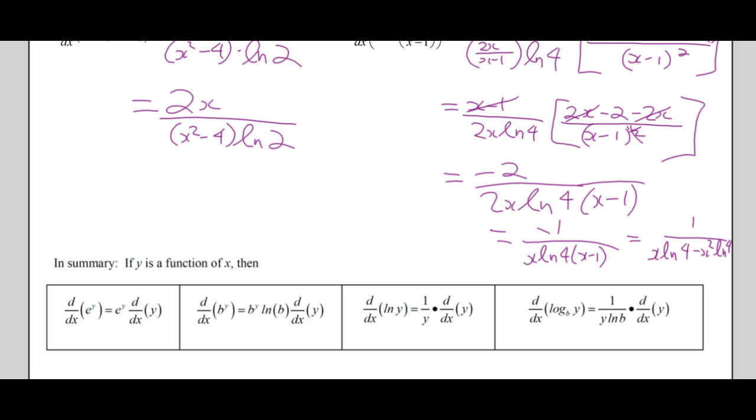So in summary, if y is a function of x, then d by dx of e to the y is e to the y times y prime, or dy by dx. d by dx of b to the y is b to the y ln b times y prime, or dy by dx. The ln of y is 1 over y times y prime. And so are these all on your formula sheet? Except for e to the x. Except for e to the x, okay. So e to the x is e to the x, right? So this you need to know. Derivative of e to the x is e to the x. 1 equals 1 isn't on the formula sheet either.